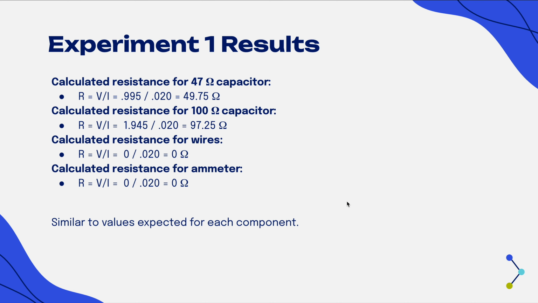So then we also used the values that we calculated for current, which was 0.02 amps, to find the expected resistance. So we just took the voltage and divided it by the current, and we found that for the 47 ohm resistor, it's 49.75 ohms, and then 97.25 ohms for the 100 ohm resistor. For the wires, it was zero because the measured voltage across the wires was zero.